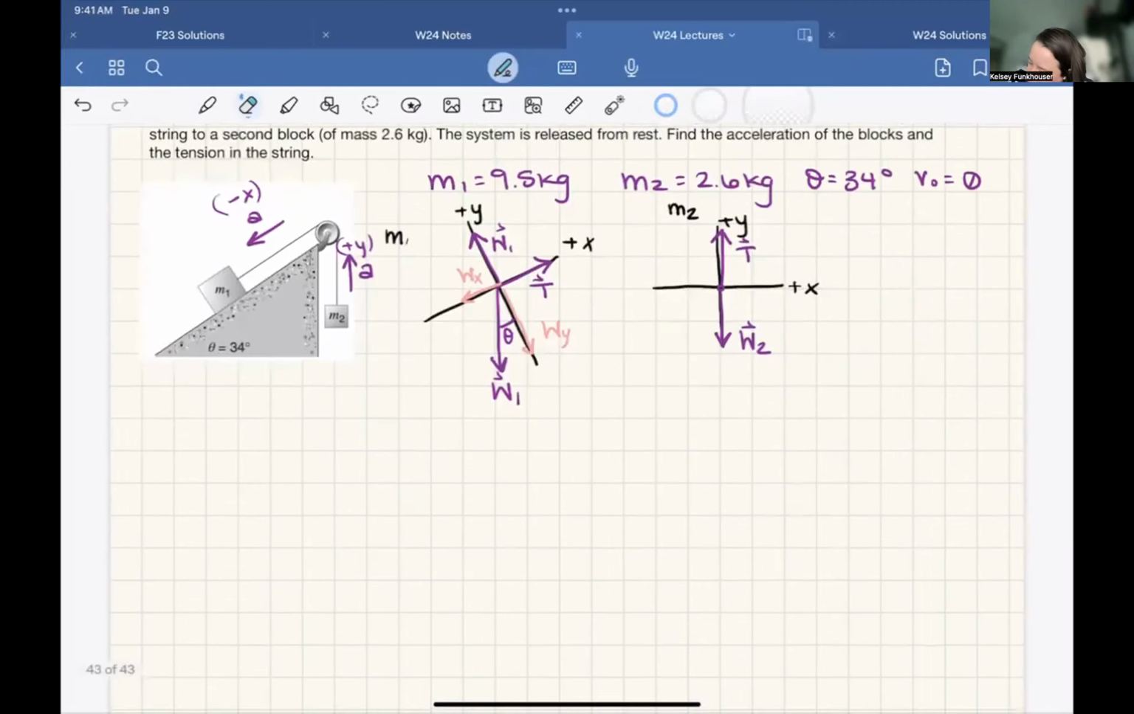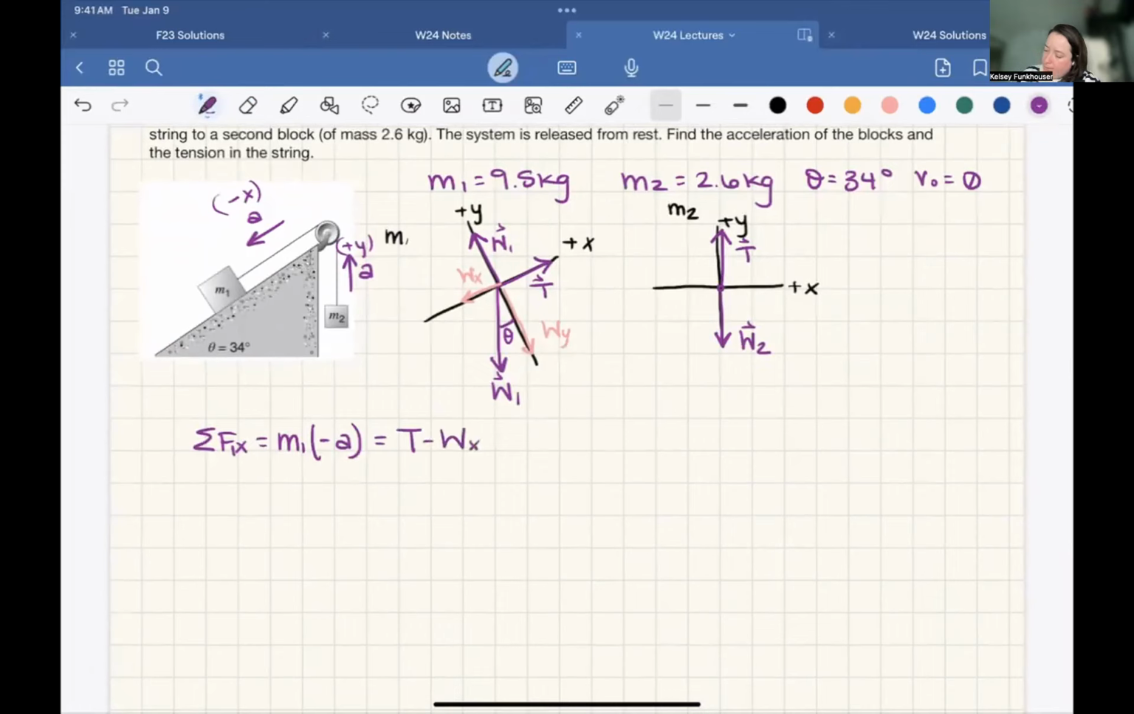So let's do our sum of forces. Sum of forces in x for 1. And so mass 1, remember, negative x, so negative acceleration. And we have tension minus the x component of the weight. And in the y direction, there's no acceleration for mass 1, because again, it's not going through the incline. And then we have the normal force minus the y component of the weight.